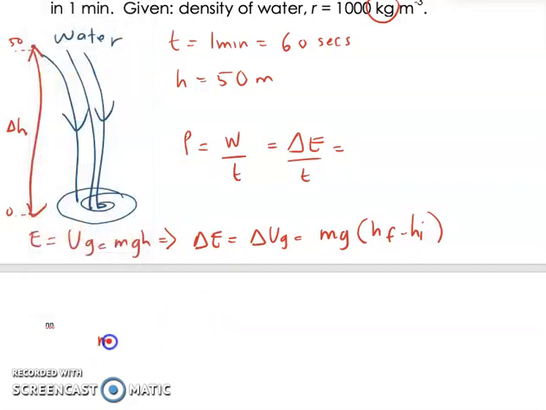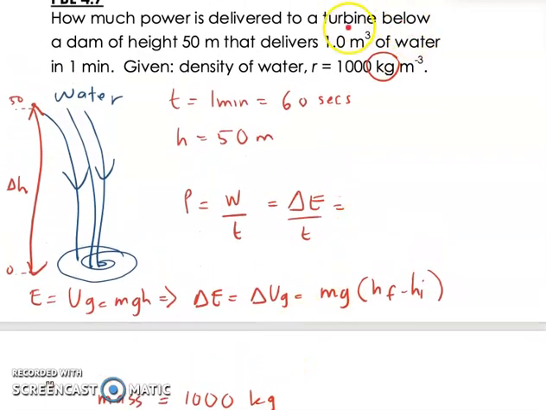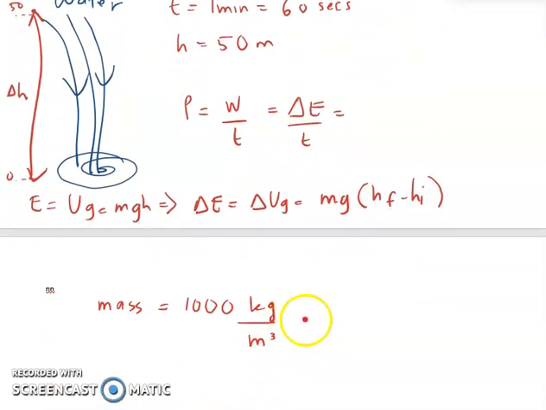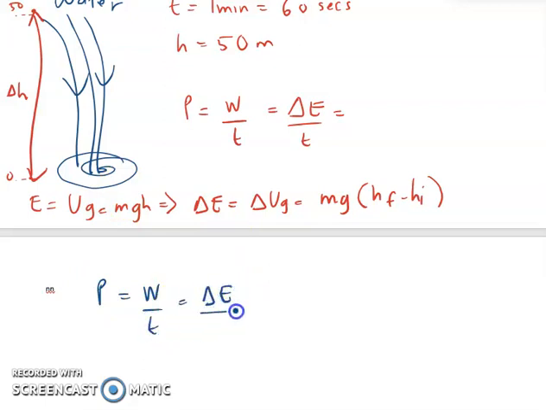Now the next step is to find out what is the mass of water that falls in 1 minute. So mass is in kg, right? So we have rho, which is 1000 kilogram per meter cube. We just want the kg, so we are going to times it with 1 meter cube. Okay, so this is the mass, and it is 1000 kilograms. Okay, so now back to our equation here. Let me just get rid of this first.